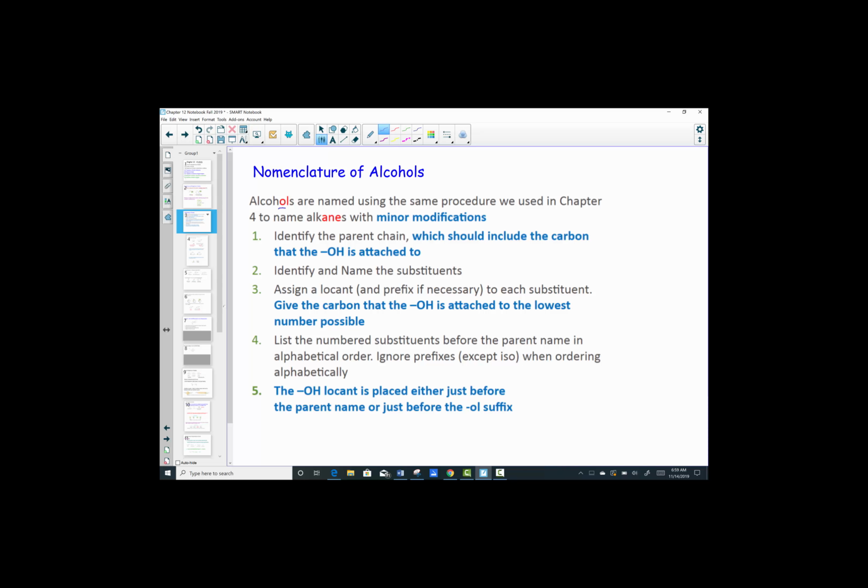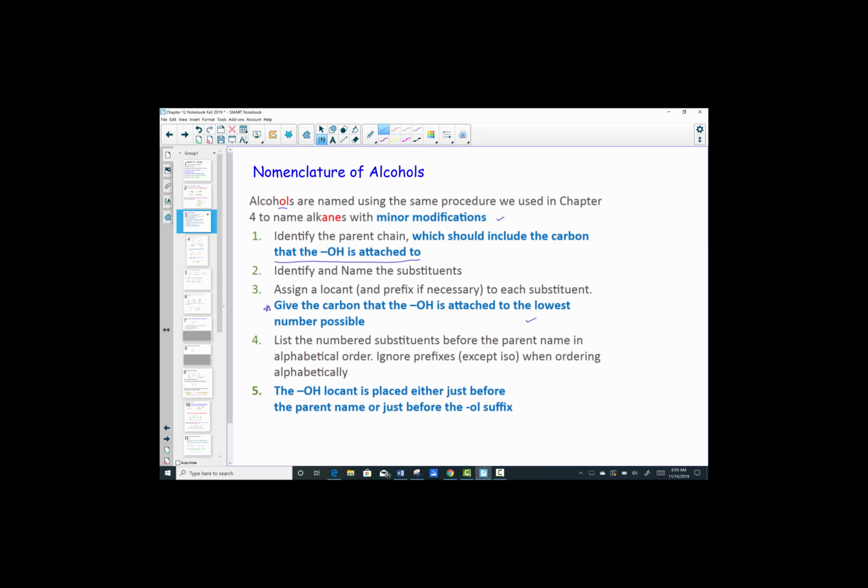Alcohols, notice the OL ending in the word, are named using the same procedure that we've been practicing all term. Very similar to naming alkanes, but with some minor modifications. We need to identify the parent chain, but very important is that the parent chain must contain the hydroxyl group. So it needs to include the OH. Even if I can find a longer chain, I have to find it with the OH in it. You'll name and identify the substituents. You'll locate them using a number and then alphabetize them.